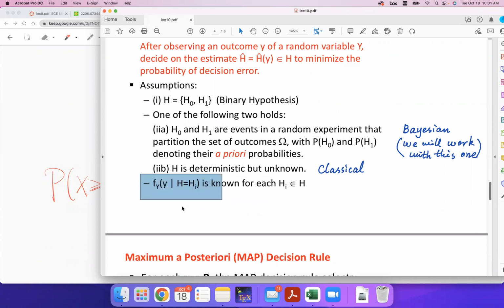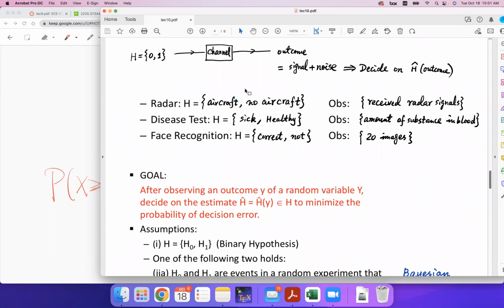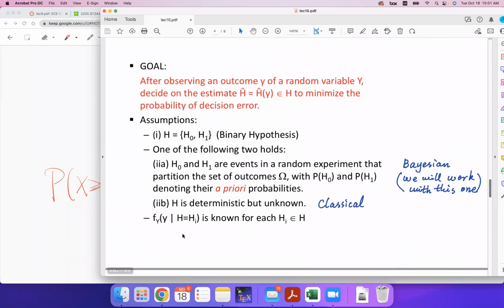But think about this. In the radar example, we have two hypotheses: either there's an aircraft or there's no aircraft. Now, conditioned on each of these two events, the received radar signal may have a completely different distribution. If there's no aircraft, then the received radar signal may look very normal, since there are no obstacles in the air. But if there is an aircraft, then the reflected signal may have a totally different distribution. So this is the basis for us to develop a decision rule.